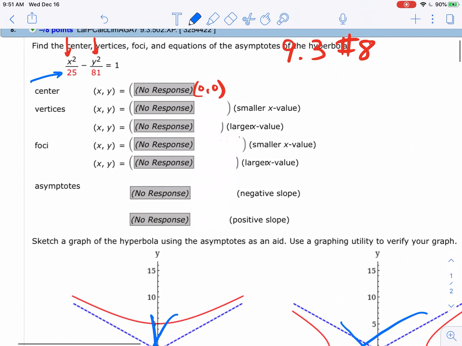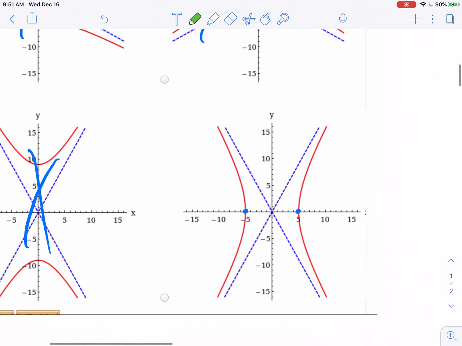Then, when you look at the second denominator, it's an 81. So I'm going to go up and down 9. So I go up 9 and down 9. And so remember, it's all because the center is right here at 0, 0.